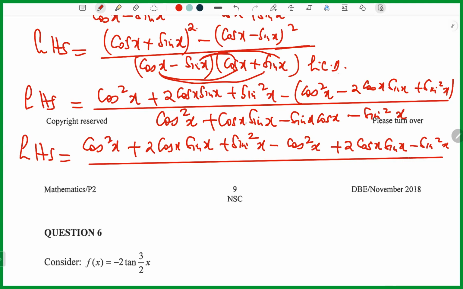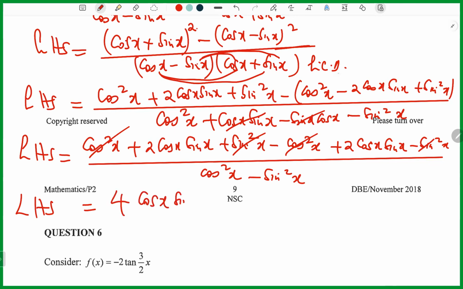By the denominator, you can see that these two cancel out, leaving us with cosine squared x minus sine squared x. Cosine squared cancels out, sine squared cancels out, and we have on the left-hand side 2 cosine x sine x plus 2 cosine x sine x, which is 4 cosine x sine x, divided by cosine squared x minus sine squared x.